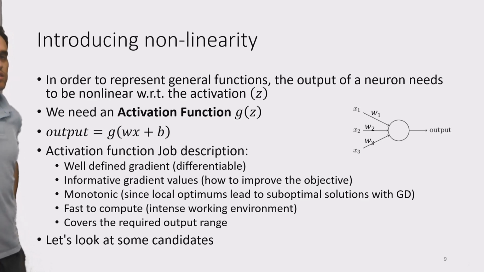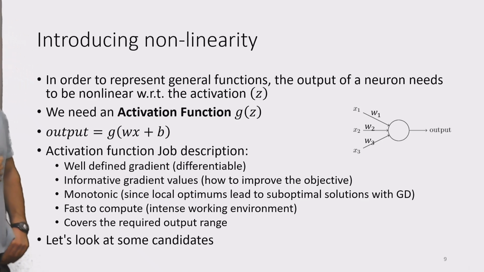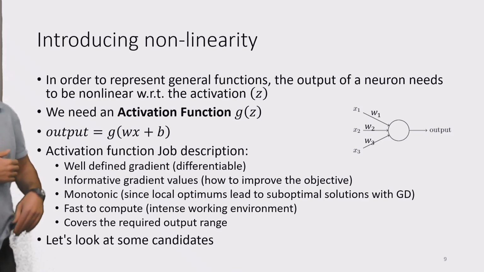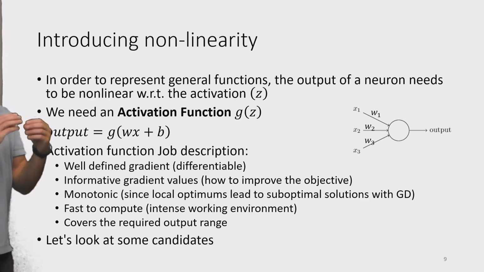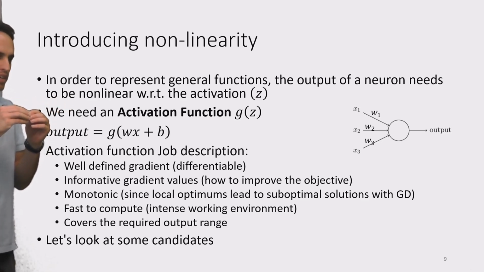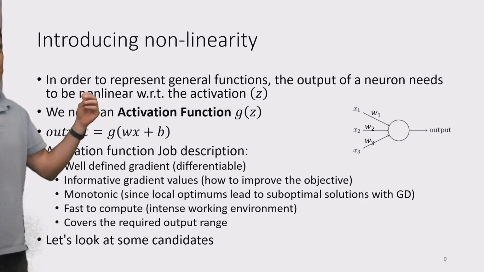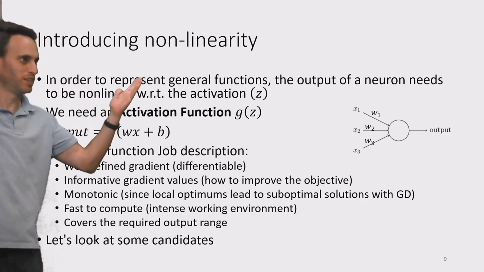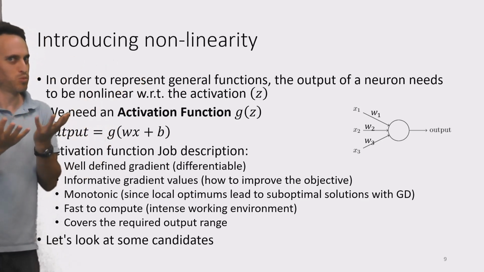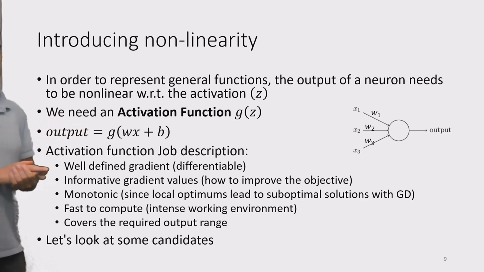To later get gradients with respect to the Ws and Bs, right? To be able to tune our network, we want the activation function to be differentiable. More than that, we would like the gradients to provide some informative values. So we would like to avoid asymptotic functions that give you a gradient of 0, or exponential functions that give you a gradient of infinity. We'd like the gradient to have some reasonable values that can tell us how to improve, how to update our tunable parameters.